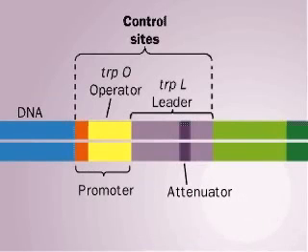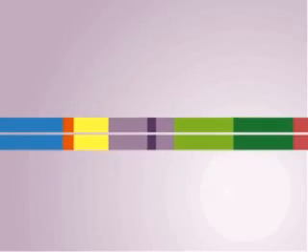Now let's look at the control sequences for the TRP operon. They include a promoter, the binding site for RNA polymerase, an operator, which overlaps the promoter, and a leader gene, TRPL, which has an attenuator sequence which we'll also look at soon.